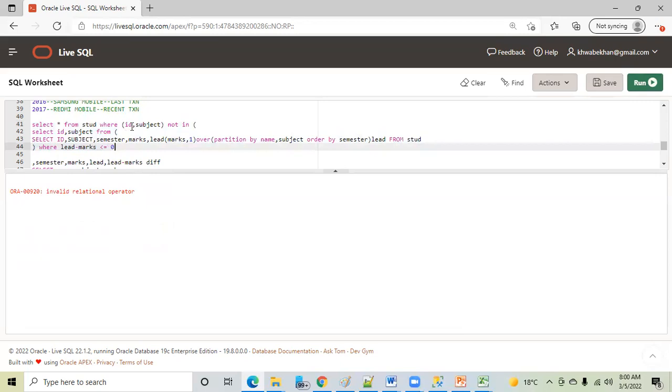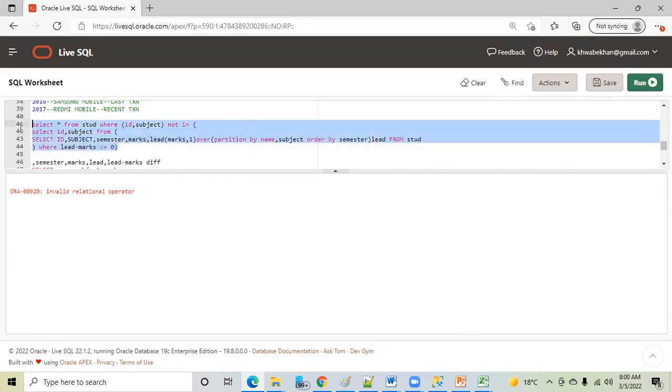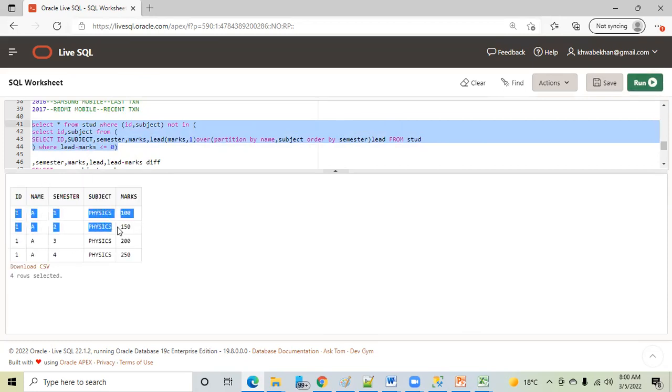I think this one is it. We opened two brackets, but we're closing only one. I think I opened one there and I missed one here. Yes, this is missed. Fine, perfect. So we got the ones whose marks are continuously increasing.